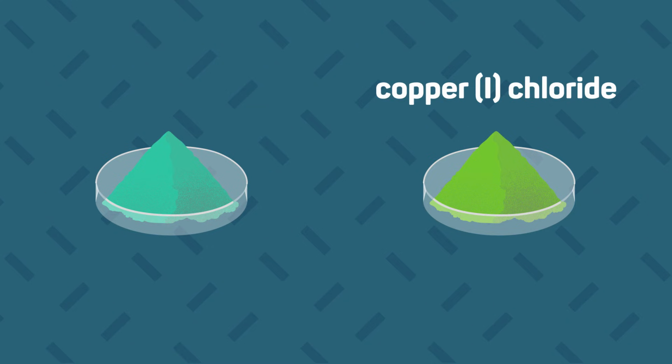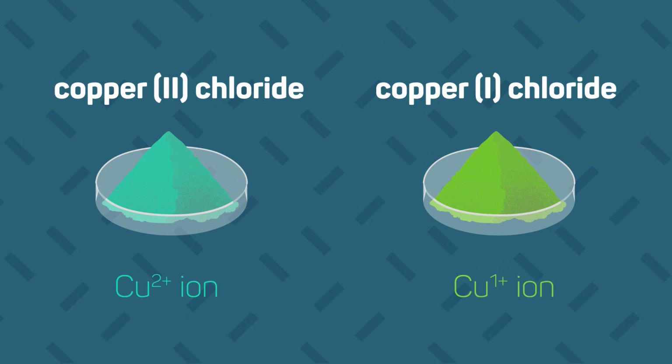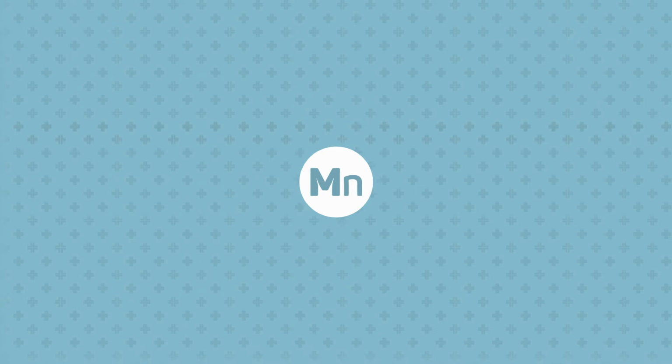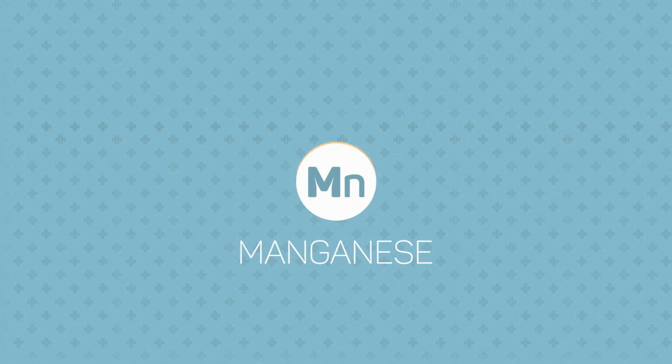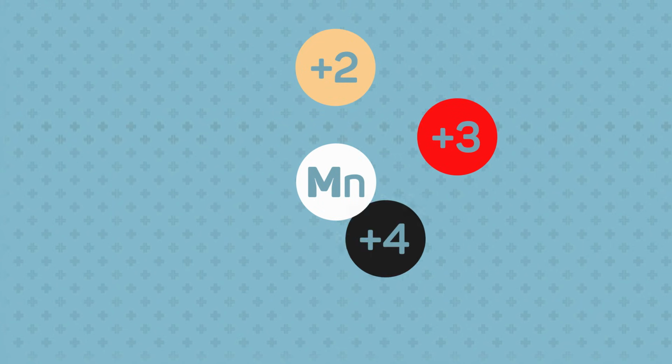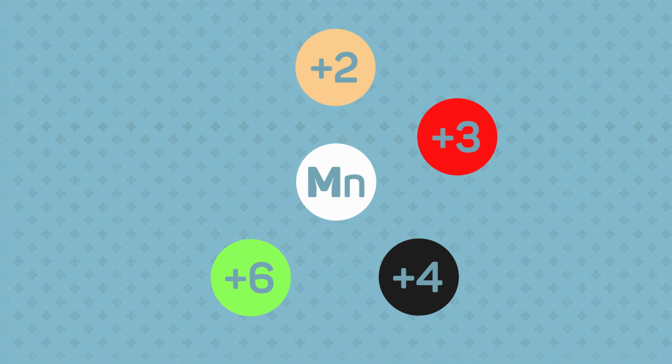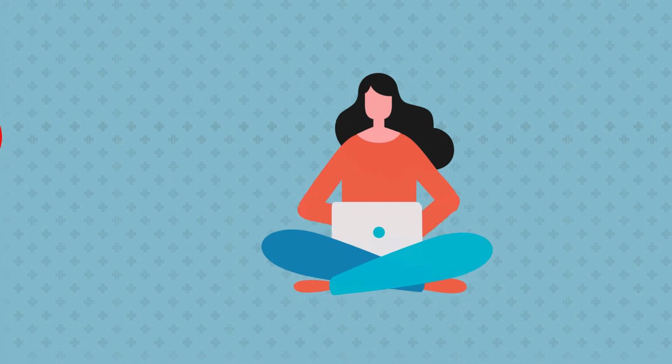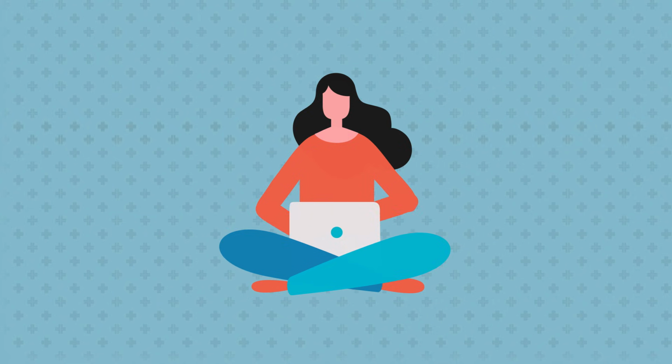One additional property of transition elements, as already mentioned, is that they can form ions with different charges. Copper, for example, can also make copper 1 chloride, where copper is a positive 1 ion and not positive 2. This has a slightly different colour to copper 2 chloride. Manganese can form ions with a positive 2, positive 3, positive 4, positive 6 and positive 7 charge, and all show a different colour in its compounds. The reason why these metals can do this is beyond the scope of this video, so you may wish to research it yourself.